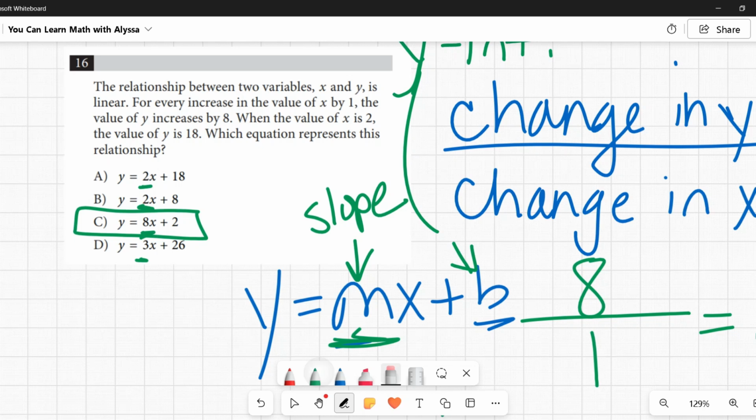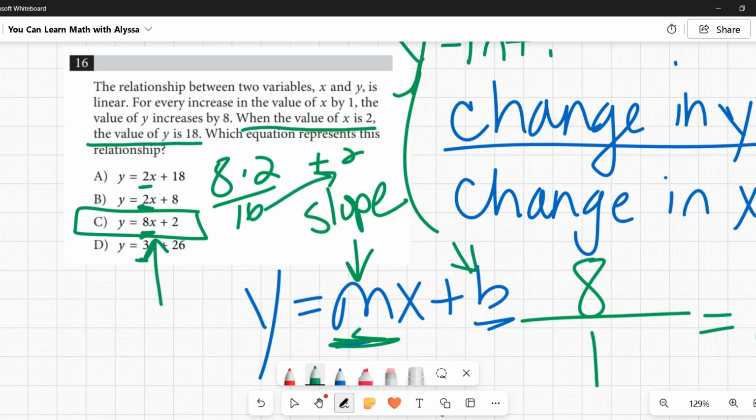But it never hurts to be sure, and they've given us a way to be sure. It says when the value of x is 2, the value of y is 18. So I can plug in a 2 for x and see if I get 18 for y. So 8 times 2 plus 2. 8 times 2 is 16. 16 plus 2, that would be 18. That checks out. I've confirmed it.